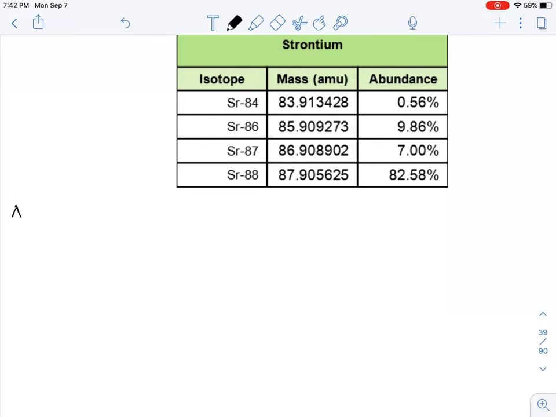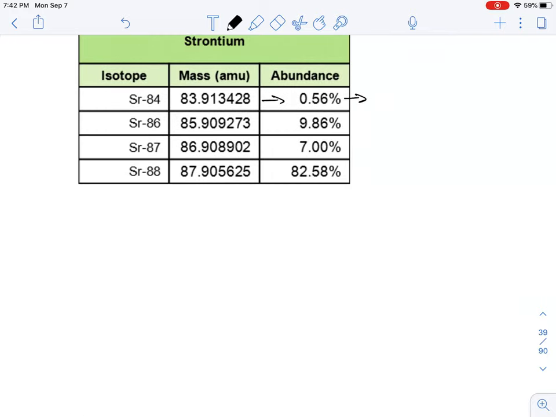And so, to get the average atomic mass unit for strontium, I'm going to take the atomic mass for that specific isotope and multiply it by the decimal of the fractional abundance. Remember, we need to turn this percent to a decimal, so I need to move it 2 places to the left, divide everything by 100.